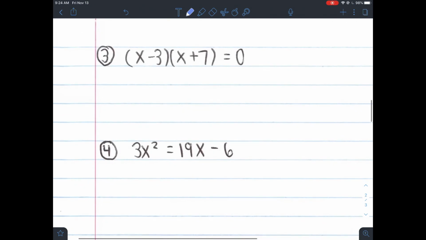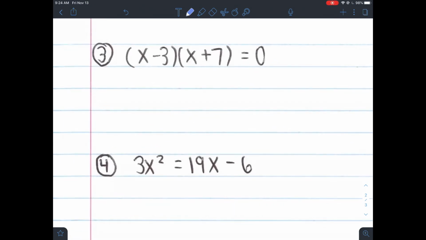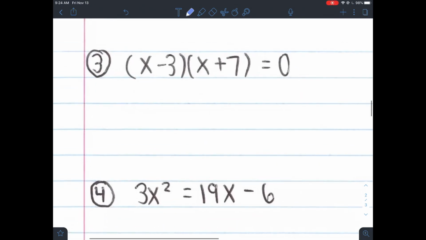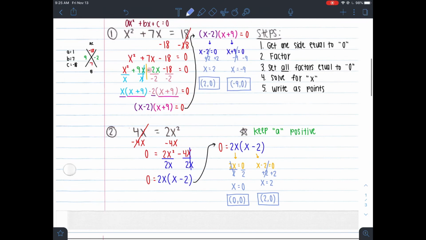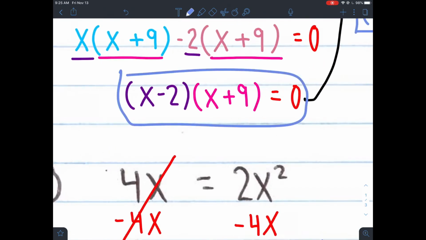Now, number 3 looks a little bit different, doesn't it? We have x minus 3 and x plus 7. You're like, well, what am I supposed to do here? What do you notice? It's already factored for you. Remember, factoring is undoing distribution, so they've undone everything for us. Typically when we have our final answer, when we factor, we have two sets of parentheses next to each other.